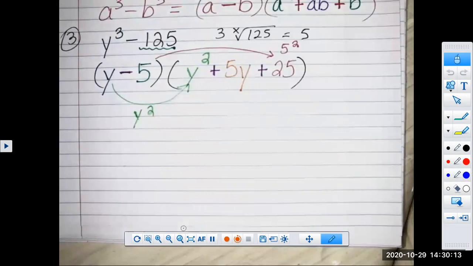Okay, y'all, any questions about that? Have y'all ever factored the difference of cubes, sum of cubes? Okay, I didn't think you probably have.